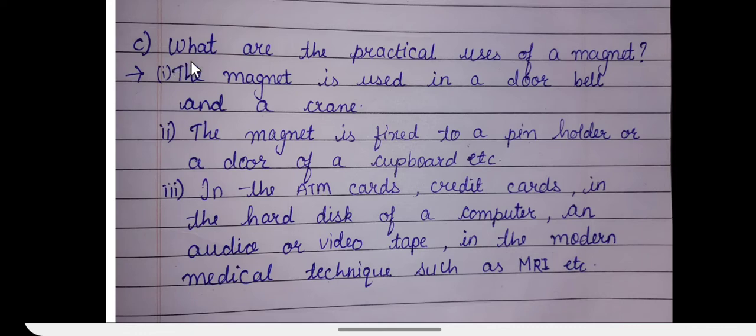C1. What are the practical uses of a magnet? The magnet is used in a doorbell and a crane. Point 2. The magnet is fixed to a pin holder or door of a cupboard as well. Point number 3. In the ATM cards, credit cards, in the hard disk of a computer, and audio or video tape, in the modern medical technique such as MRI, etc.